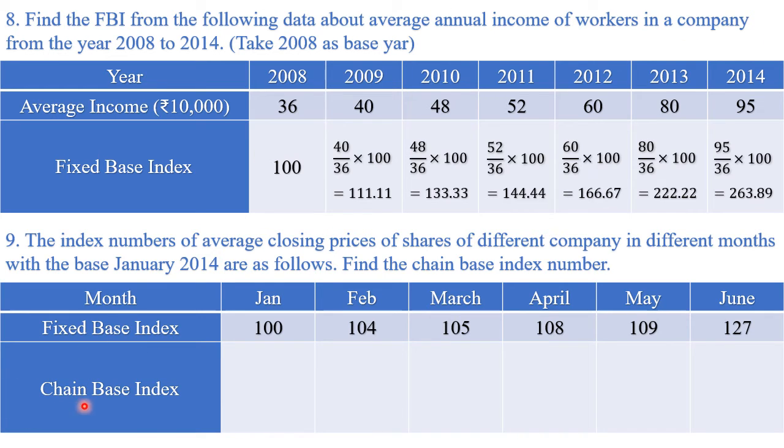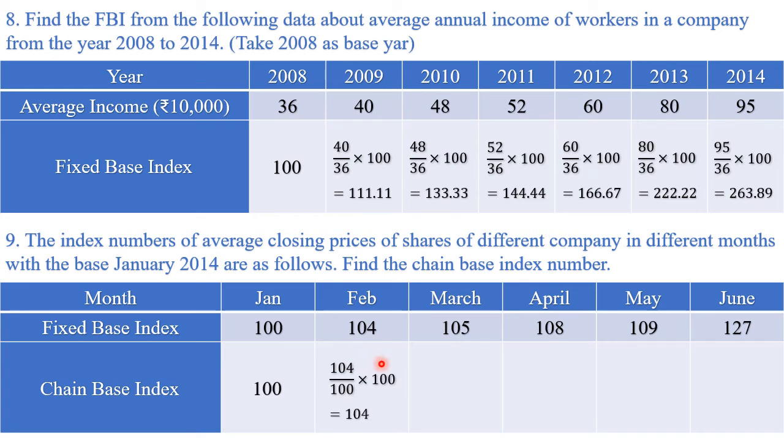So how to calculate a chain base index number? Fixed base index number of the current year divided by fixed base index number of the previous year multiplied by 100. But for the first year, just copy whatever fixed base index number is here, because the base is given. When the base is given, just copy the first fixed base index number as the first chain base index number. Next, current fixed base index number divided by previous fixed base index number into 100.